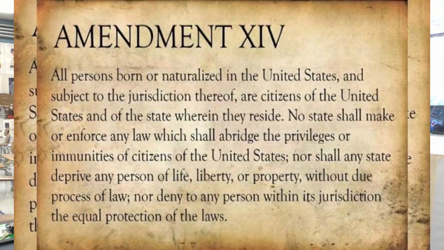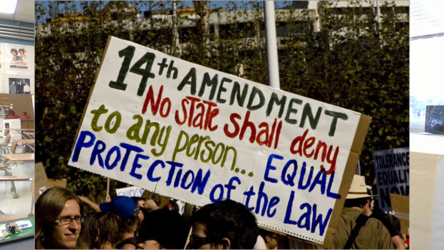In its first section, it declares that all persons born or naturalized in the United States and subject to the jurisdiction thereof are citizens of the United States and of the state wherein they reside. The amendment also guarantees equal protection of the laws, ensuring that no state can deprive any person of life, liberty, or property without due process of law.